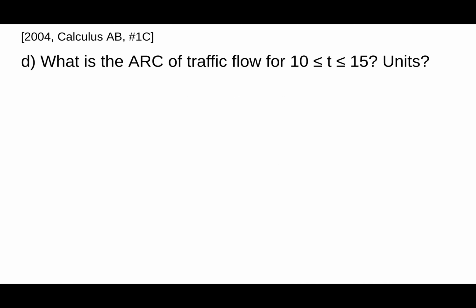In part D, we are asked to find the average rate of change of traffic flow for the interval of time between 10 and 15 minutes and to provide units. Now, because f of t involves at worst a trigonometric function, and that trigonometric function is sine, and sine doesn't have any discontinuities, we can conclude that our function f of t is in fact continuous on that interval. We could also conclude that it's differentiable, but that's not necessary to use the average rate of change formula. But it does have to be continuous, so you should state that.